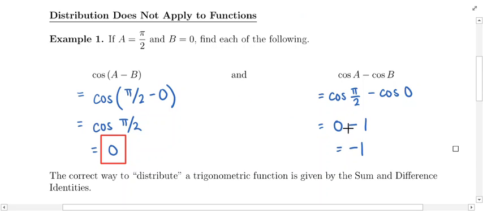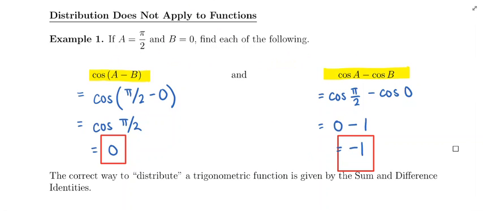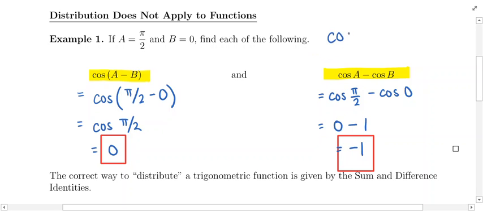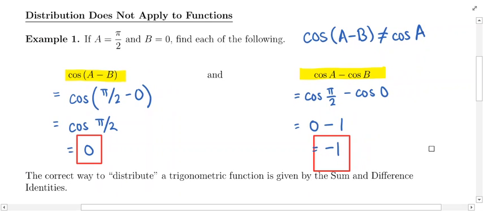These two are not the same value, which means that the expressions are not equal. We plugged in a and b to both of them and we got different results. So the moral of the story here is that cosine of a minus b is not the same thing as the cosine of a minus the cosine of b. Meaning you cannot distribute. It is incorrect to take this cosine of a minus b and make it cosine of a minus cosine of b.